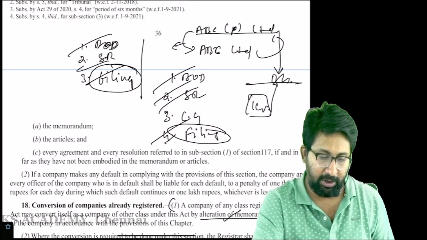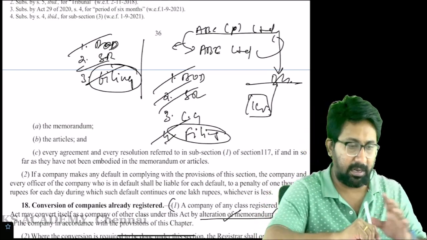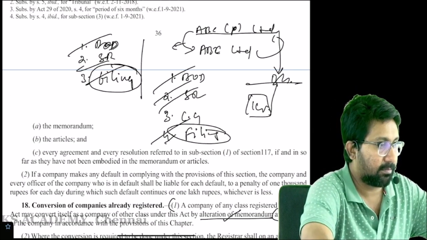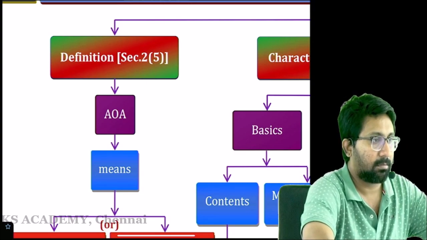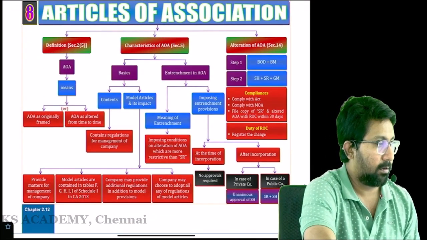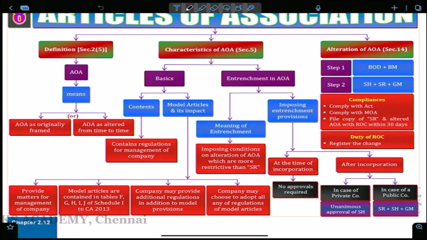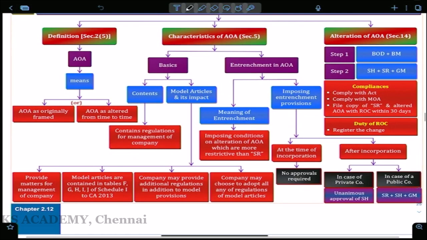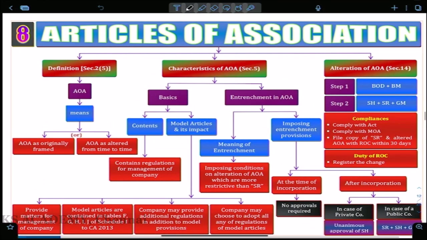You do one thing, read from here directly. First, everyone, see the screen. See here. See now. What is the provision? Please, when I start asking the questions, don't make mistakes then. Please see the screen, everyone. What is the section we are going to read? Section number 5, Articles of Association.